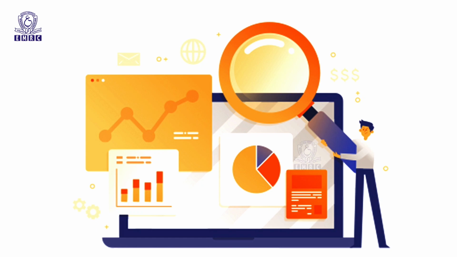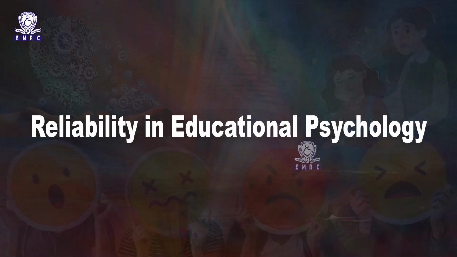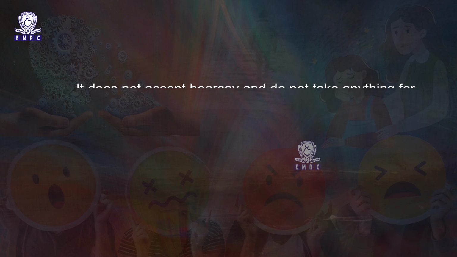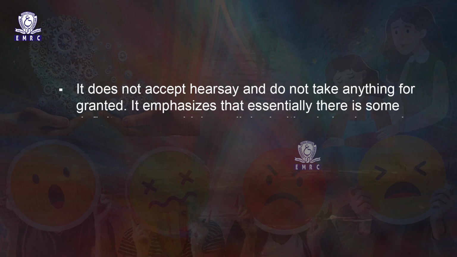The results of any study in educational psychology can be challenged and are modified or altered in terms of the latest explanations and findings. So, the findings of any study are never taken as absolute and permanent. And there is reliability in educational psychology. It does not accept hearsay and does not take anything for granted.